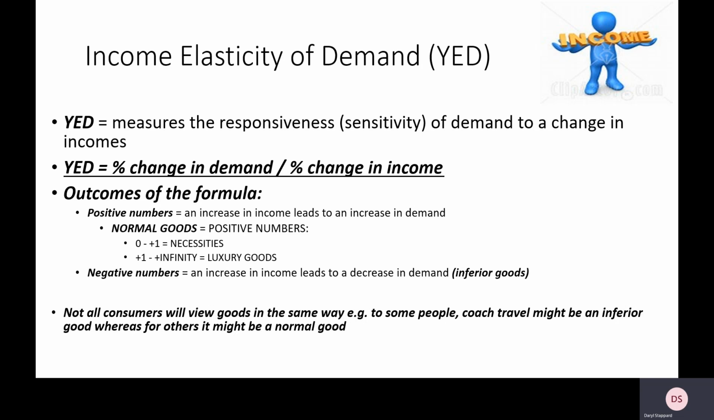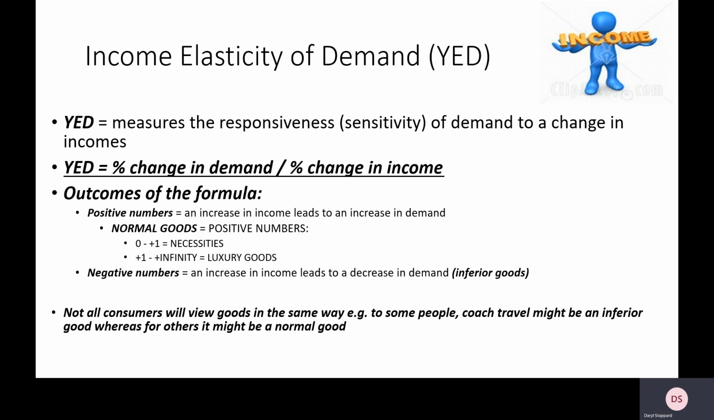Now, when it comes to the income elasticity of demand formula, we can get both positive and negative numbers. Now, a positive number would show us what we call a normal good. In other words, it's a positive relationship between income and demand. You earn more, you buy more. You earn less, you will buy less of those goods and services. A negative number would show us an inferior good. You earn more, you buy less of these goods, or you earn less, you'll buy more of these products. It's a negative relationship between income and demand.